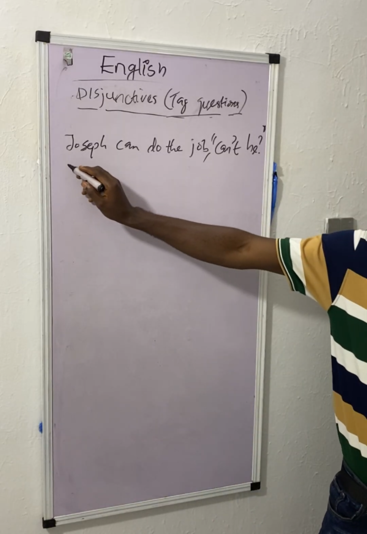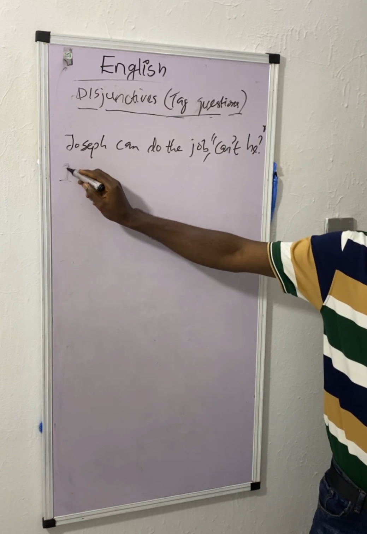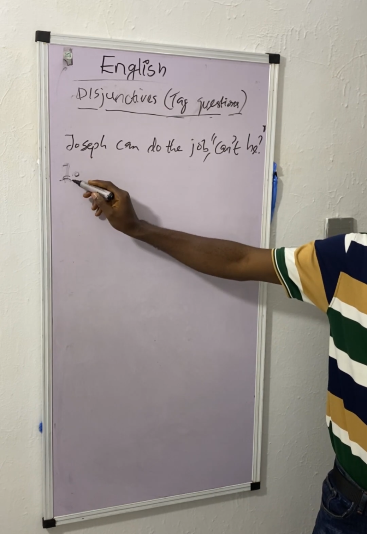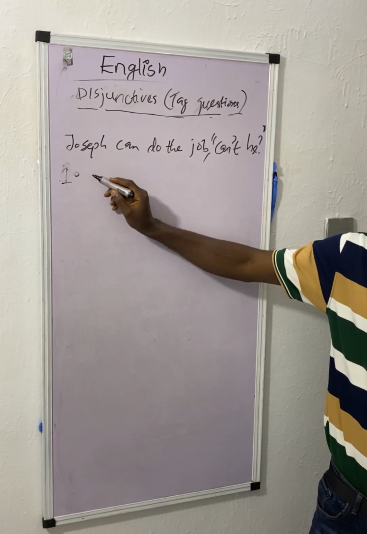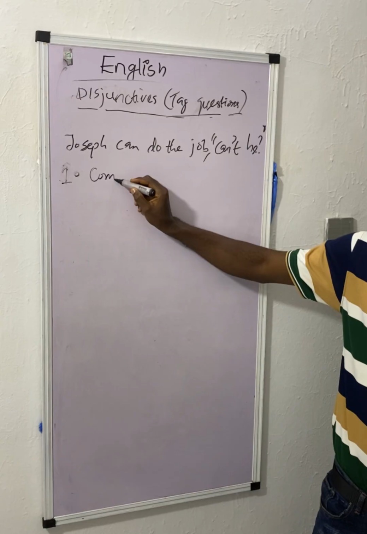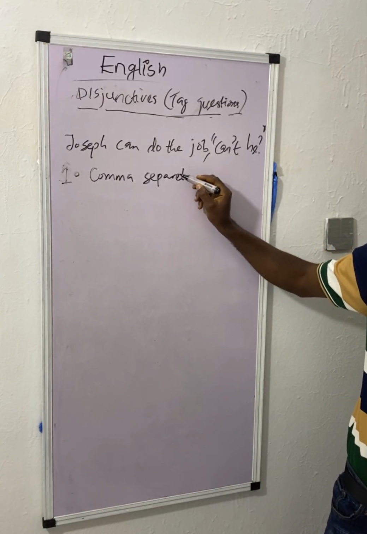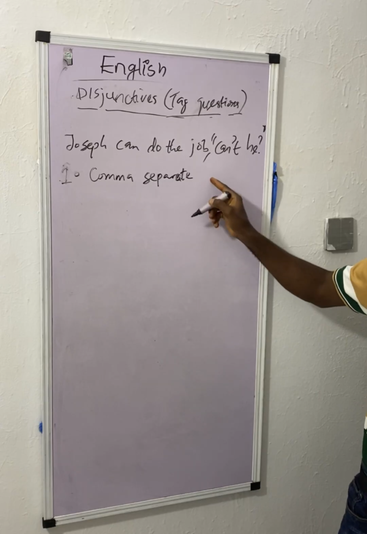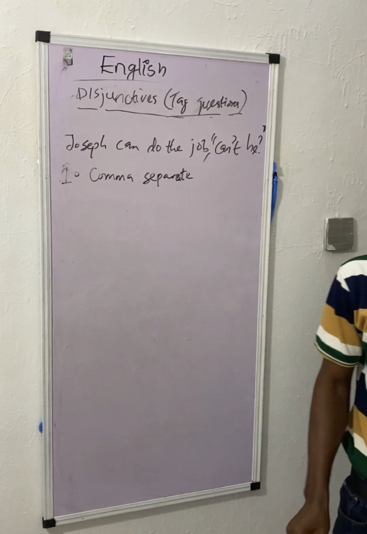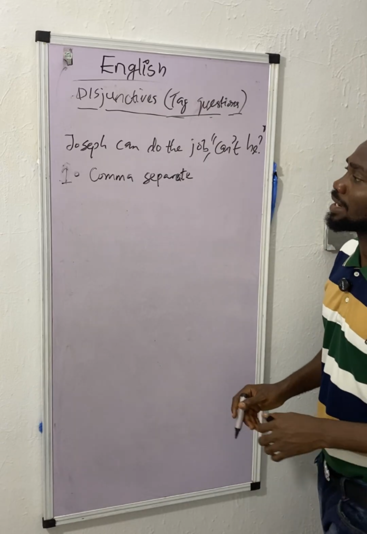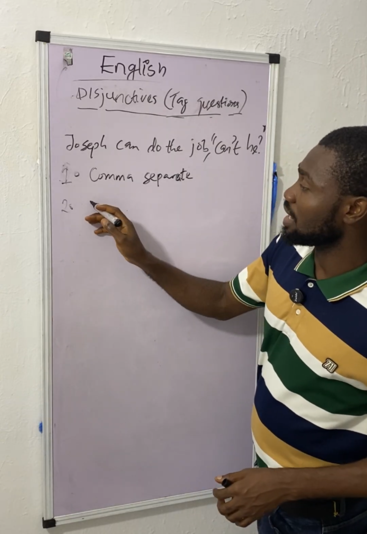The first rule, number 1, is that a disjunctive is usually separated from the statement with a comma. All right. Look at it here. That's why you have a comma here. The second rule is a positive statement goes with a negative tag. Number 2, positive statement to negative tag.